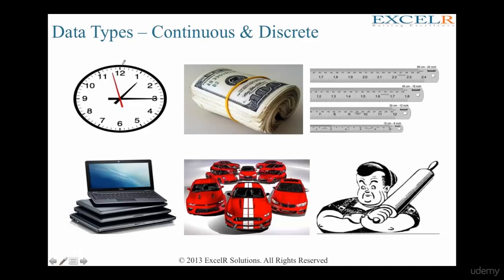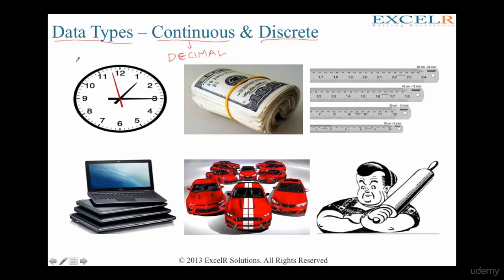As a data scientist, the very first step is to find out what are the data types of the data which is provided to you. And the data can be broadly classified into two categories: continuous and discrete. Anything which can be represented in decimal format, which makes sense, is classified as continuous data.